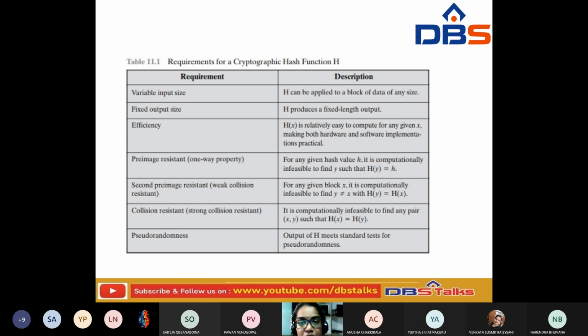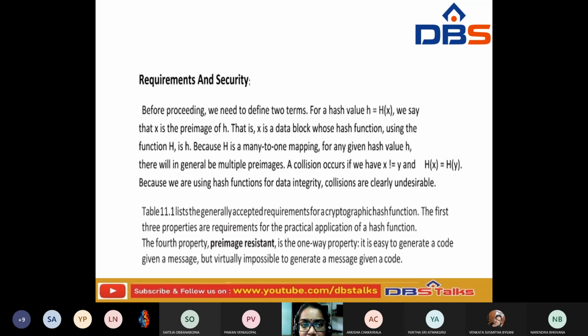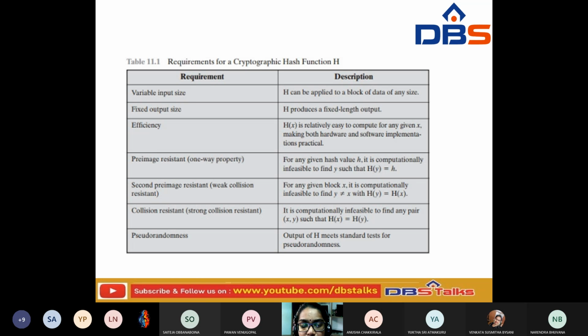So in this class we have discussed hash functions, the applications of hash functions, and their requirements and security. This is the comparison between the requirement and the description. Then we will continue in the next class.